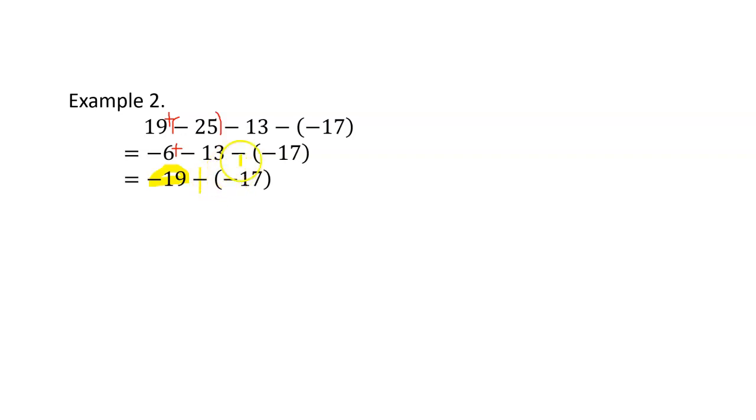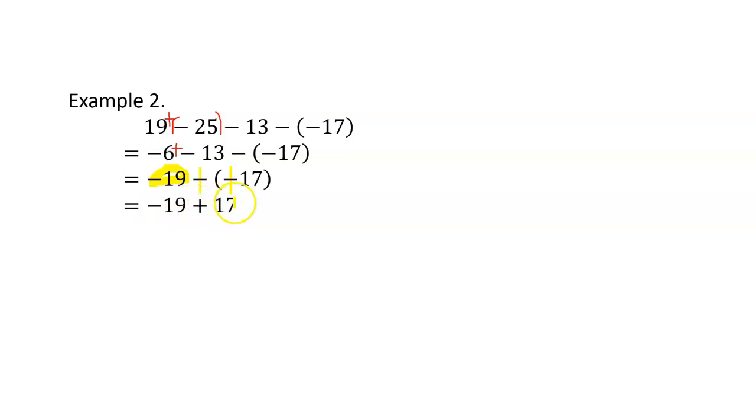And then we're going to change the sign of the following number. So if it's minus, we change it to plus. If it's a plus, we change it to minus. So this turns into a question of -19 plus plus 17. And I actually omitted one of the plus signs. You don't have to. So now it's debt plus credit.